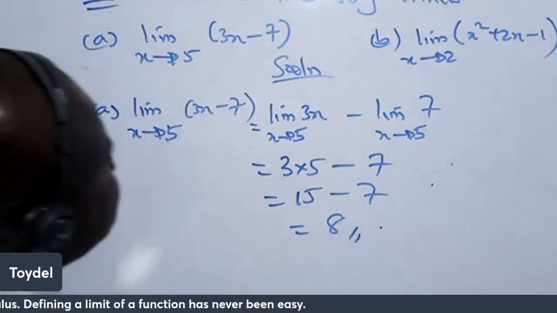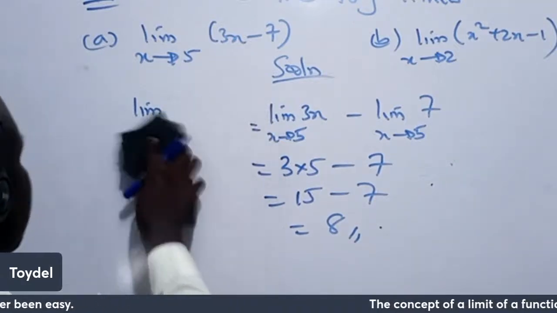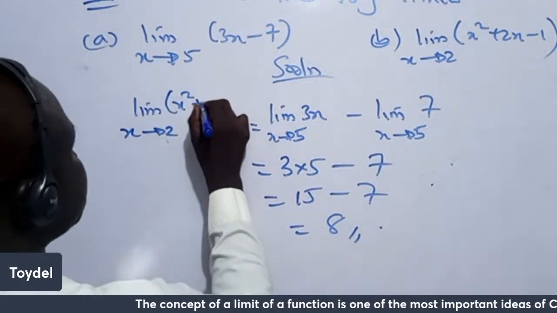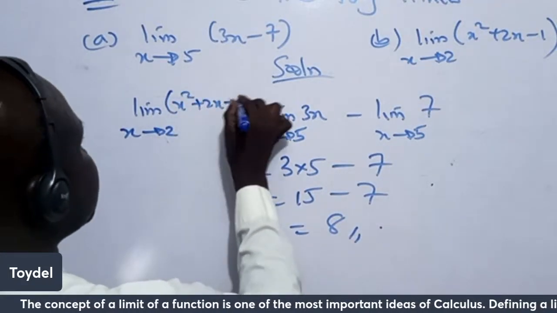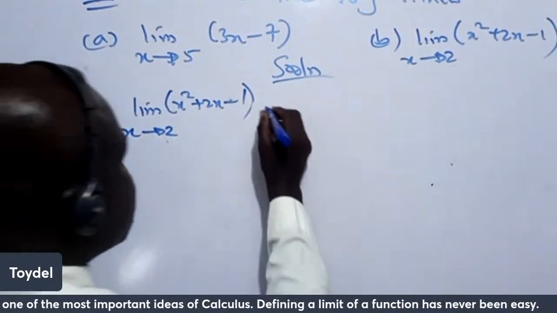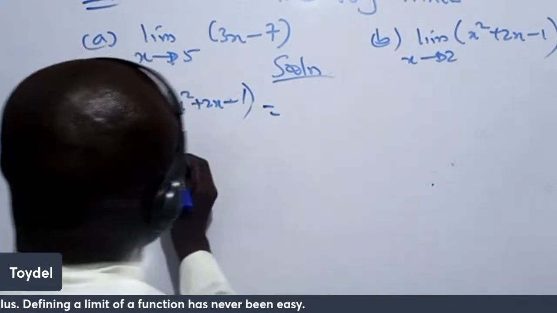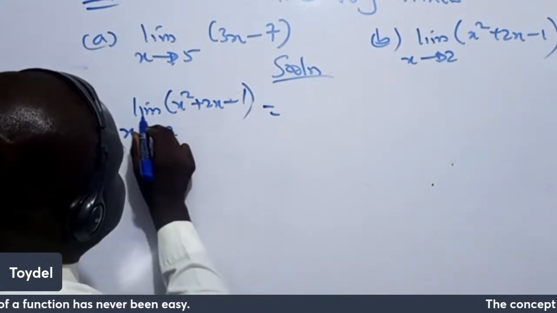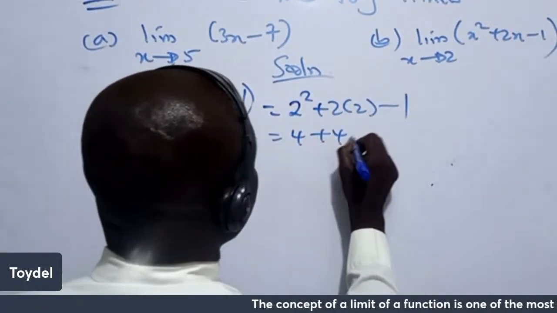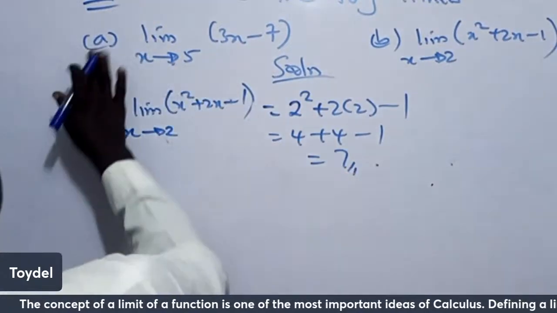So in case of addition and subtraction, we don't really have much problem. The second one is when we have the limit as x tends to 2 of x squared plus 2x minus 1. I can just substitute directly. Once I substitute for x, I won't put the limit again. I'm going to have 2 squared plus 2 times 2 minus 1. That will be 4 plus 4 minus 1, and that's going to give us 7.